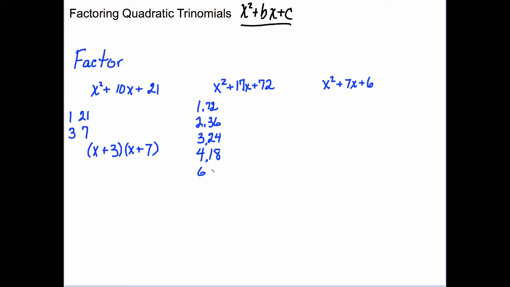How about 6 and 12? Nope, that doesn't work. How about 7 and, let's see, 7's not a factor. How about 8 and 9? 8 and 9 work. Took us a long time, but we got there. So the factors then are going to be x plus 8 and x plus 9.